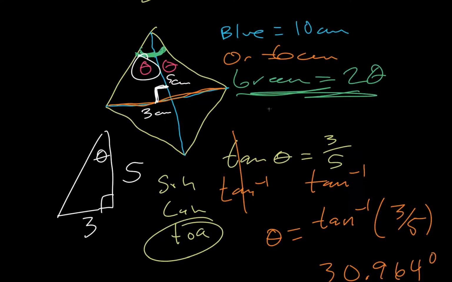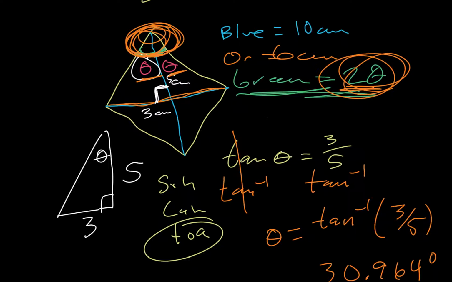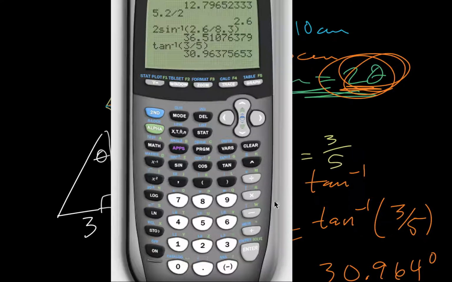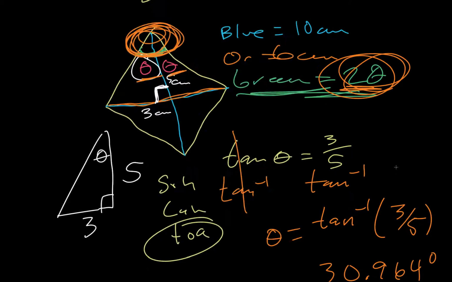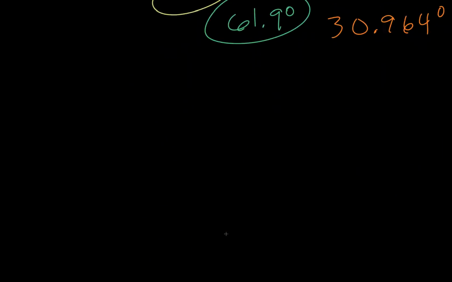30.964. But remember, our final answer was supposed to be the entire angle here, which is 2 of our thetas, which we have written right here. And so we just need to multiply that number by 2. So we times our answer by 2, and we get 61.9 degrees. Okay, we're going to move on to example 6.